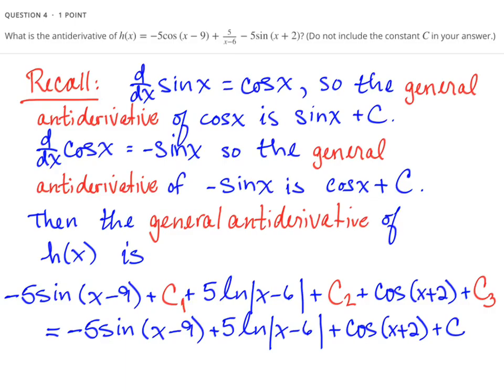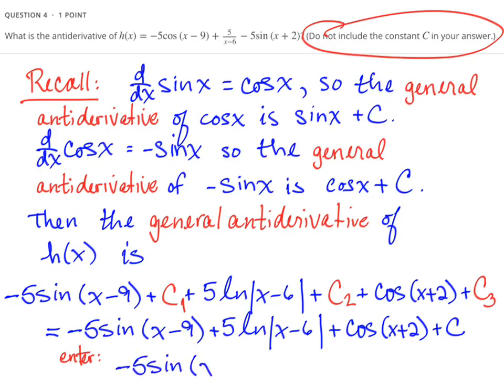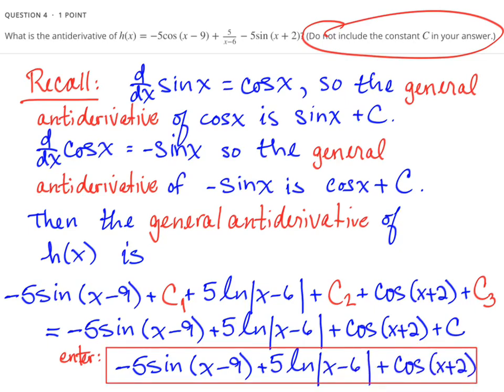However, in this problem, Newton does say leave off that constant. So what you would enter into the Newton box is just negative 5 sine of x minus 9 plus 5 natural log of absolute value of x minus 6 plus cosine of x plus 2. So even though that's technically not the right antiderivative, they told you to leave off the constant, so you had to leave it off to get it correct.